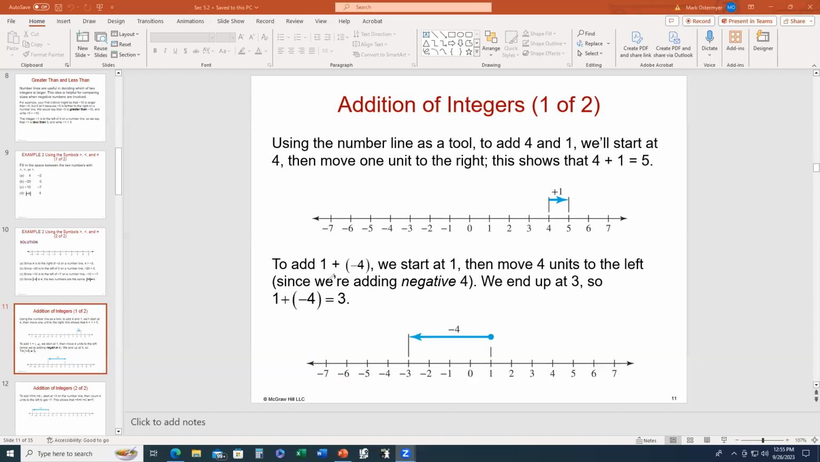Son of a gun, look at this typo. That should be a -3. Please do make that correction. I don't understand why there's so many typos with these PowerPoints. I'm very disappointed with this. That should be -3. +1 plus a -4 is a -3. Please make that correction there. All right.